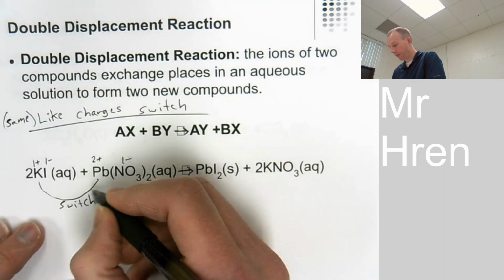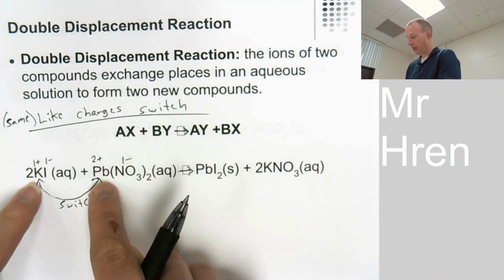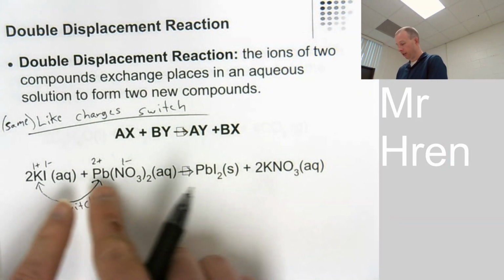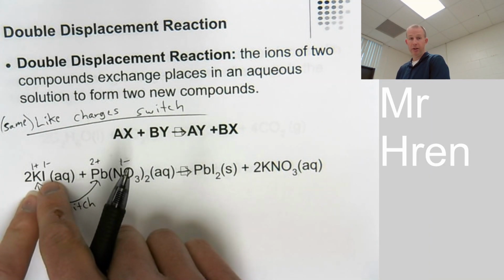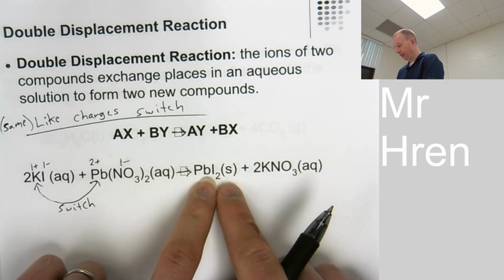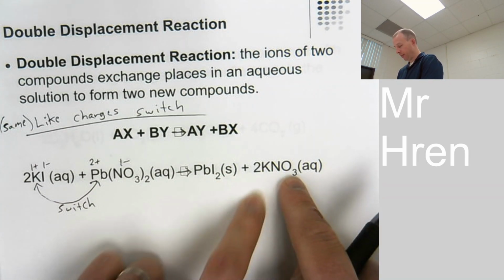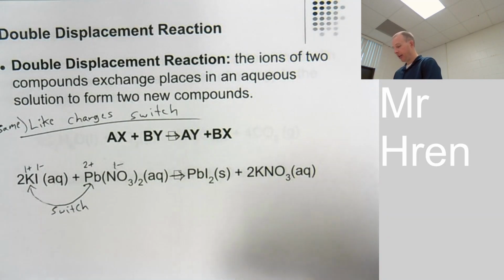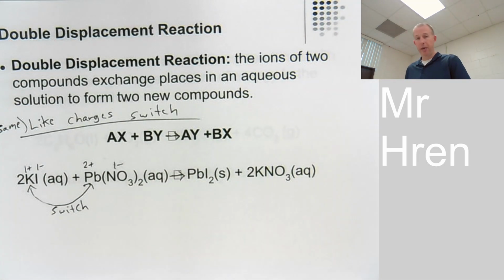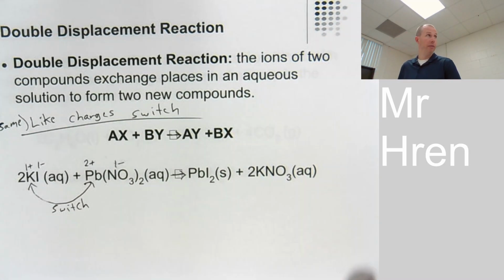So that means that K, potassium, and lead are going to trade. And then look, now all of a sudden, lead is bonded to the iodine, whereas here, the potassium was bonded to the iodine. And then all of a sudden, potassium is now bonded to nitrate, whereas before, lead was bonded to nitrate. Now you then have to go write the formulas correctly, and you've got to balance it and all that. But the general form is intended to be pretty simple.